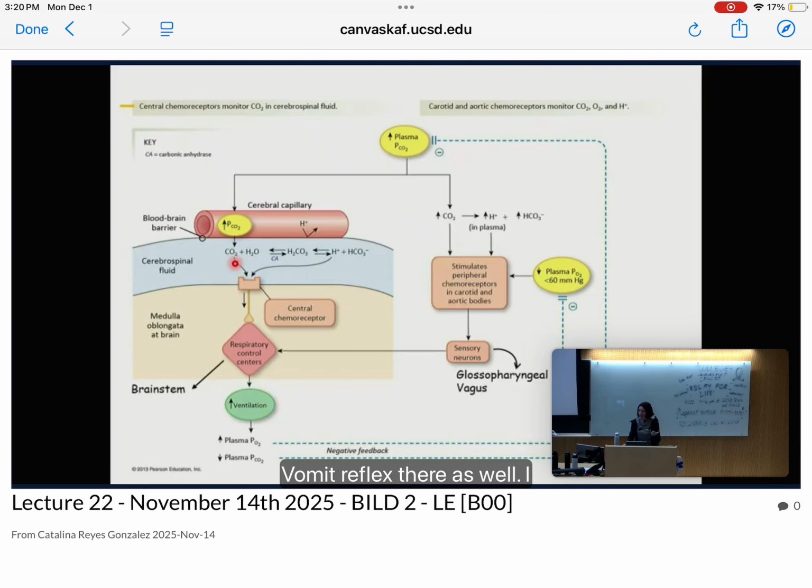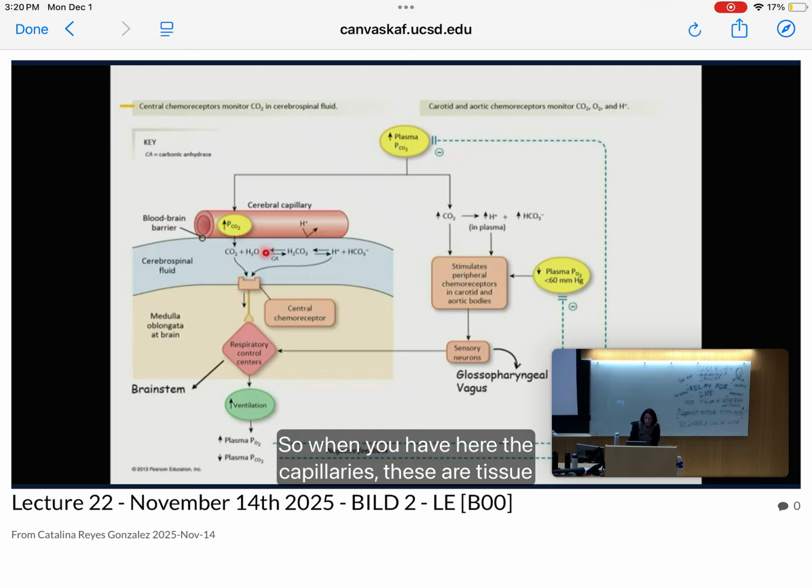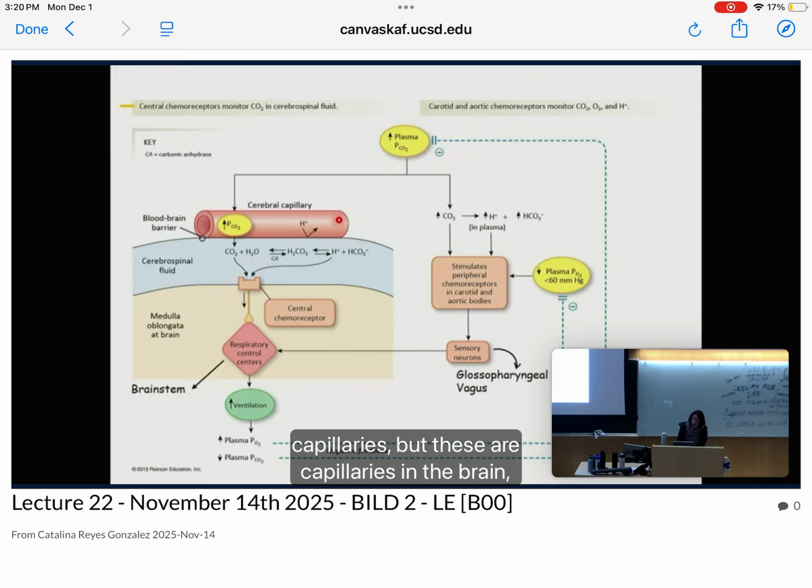Vomit reflex there as well. I mean, hiccups, a bunch of them. So when you have here the capillaries, these are tissue capillaries, but these are capillaries in the brain, okay? Tissue capillaries in the brain. So you bring the blood, and let's say that blood has high partial pressure of CO2. So we have too much CO2 in that blood.